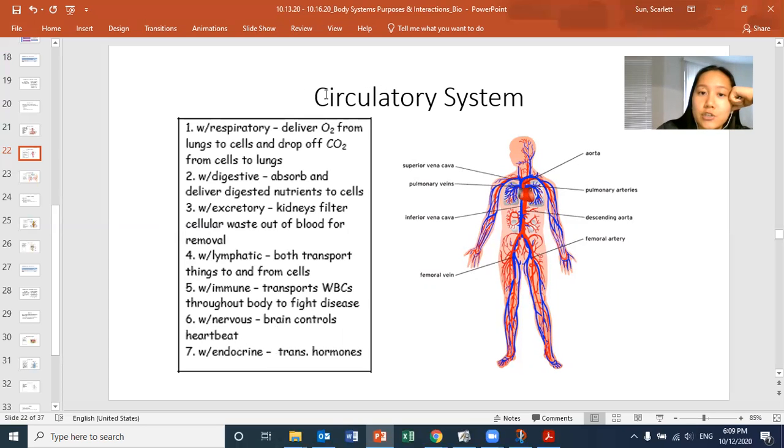Okay, and lastly, your circulatory system interacts with your endocrine system because it transports your hormones around your body in your bloodstream so that it can get to where it needs to go to interact with the cells and areas of your body that your hormones need to interact with. Okay, so recall and tell me one interaction that the circulatory system has with another system and what it's doing.